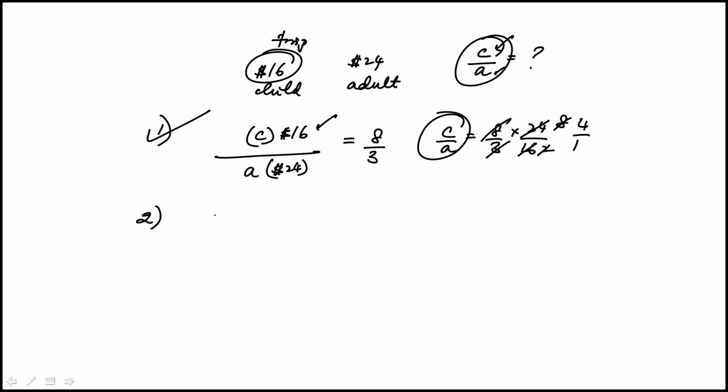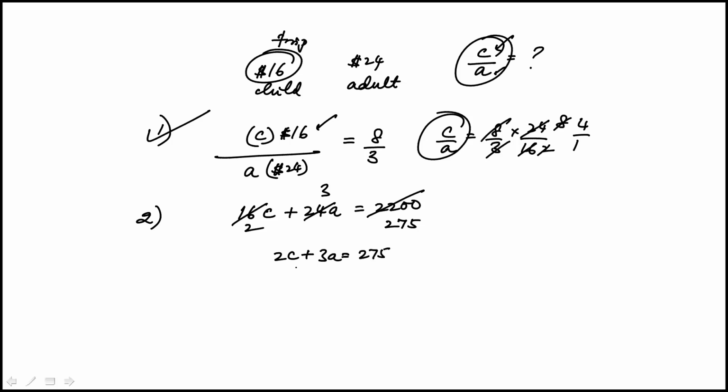Statement 2 says the total cost of the trip for all children and adults together was $2,200. So this would mean 16C plus 24A is 2,200. And I can reduce this, divide both sides by 8. 8 times 2 is 16, 8 times 3 is 24, and 2,200 divided by 8 is 275. And this is going to give you multiple values.